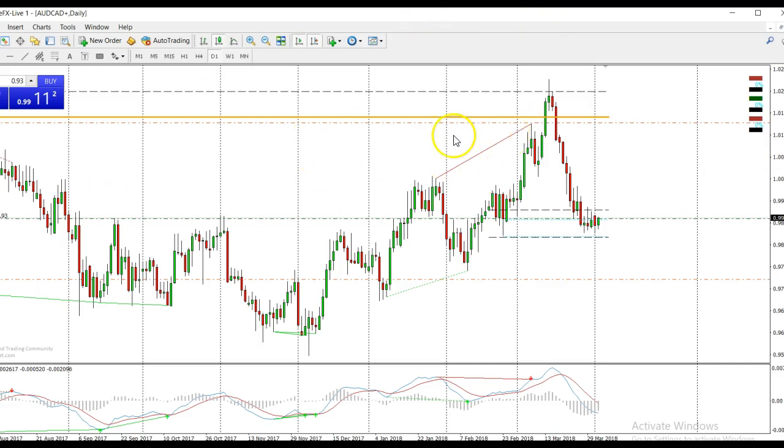Today's video is just a quick trade example of a trade I've just entered, my first trade of the week, on the Australian dollar against the Canadian dollar. It's going to be a longer term trade, as you can see from my entry, my stop loss and my take profit.